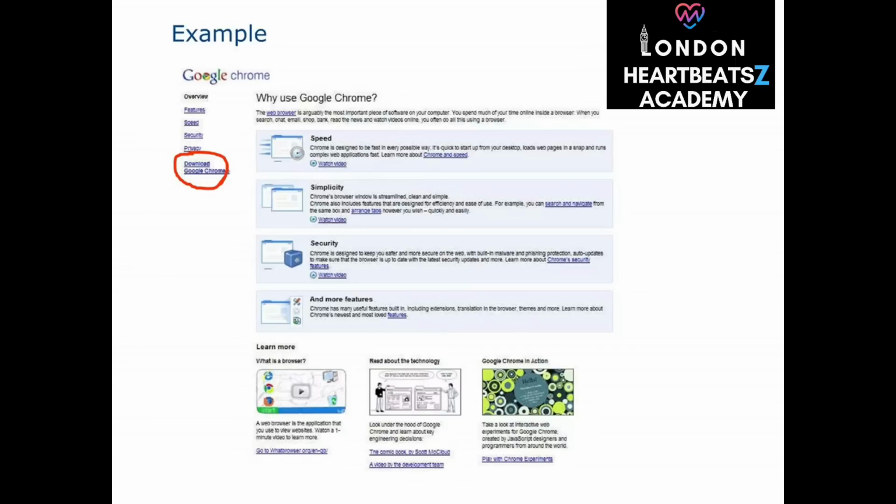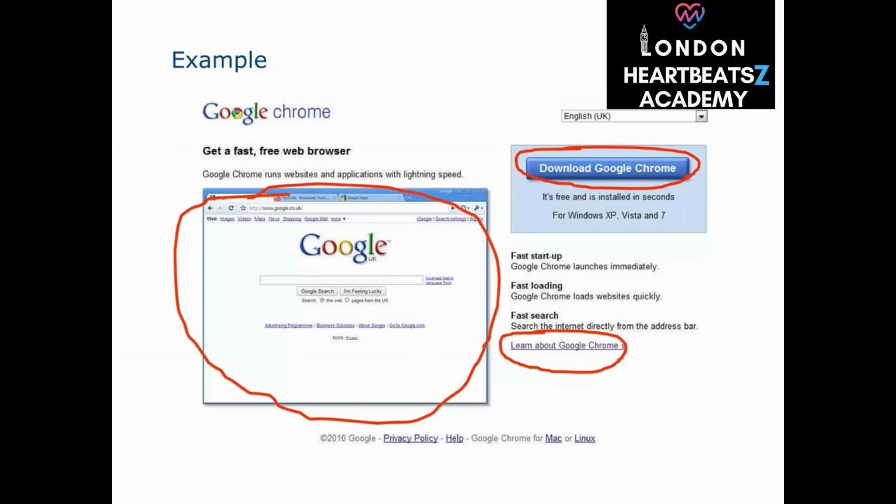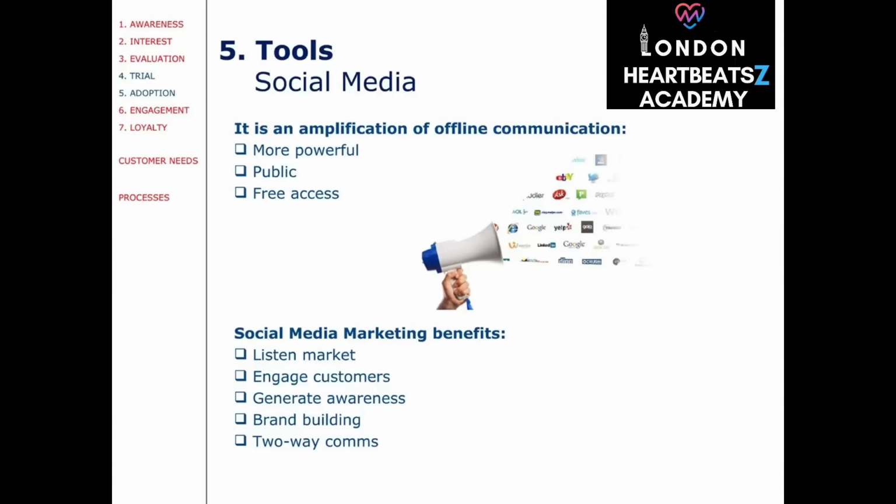And they really emphasized its power, the fact that it's public and it's free to access. And they listed all the benefits: listening to the market, engaging customers, generating awareness, building your brand, and enabling that two-way communication. I think it's funny how they describe it as an amplification of offline communication, because in some ways, social media has almost become the main form of communication for a lot of people. Like, it's not just amplifying what's happening offline, it's creating its own world.